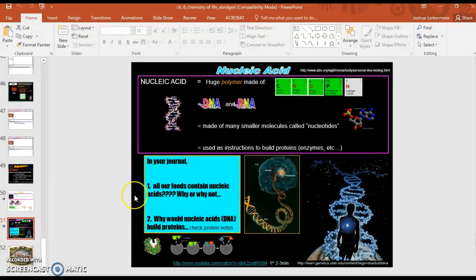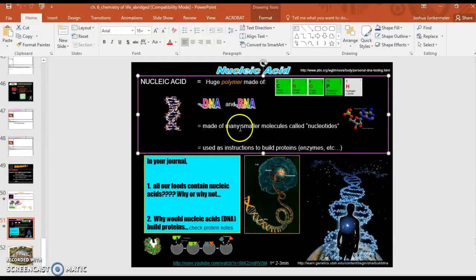Slide 51 is our final slide for this section of Who Am I? And nucleic acid. It's a special type of polymer. It's a huge polymer, and its examples of nucleic acid are DNA and RNA, and they're made up of smaller molecules called nucleotides. Remember, a polymer is a repeating molecular structure. So this nucleic acid polymer is made up of smaller molecules called nucleotides.